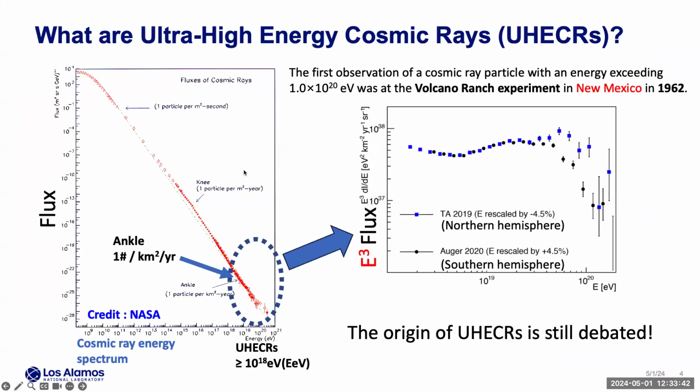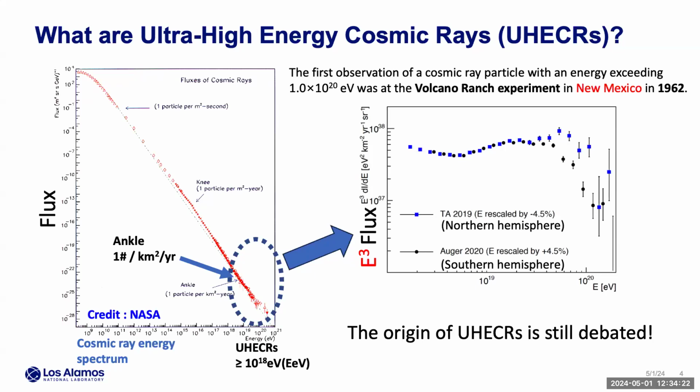And the energy flux of cosmic rays is something like this. And the energy extends to 10 to the 21 electron volts. It is very high energy. And especially cosmic rays which have an energy above 10 to the 18 electron volts, we call ultra high energy. It is literally ultra high energy cosmic rays. And these particles were first observed in New Mexico in 1962, and these particles are continuously observed.